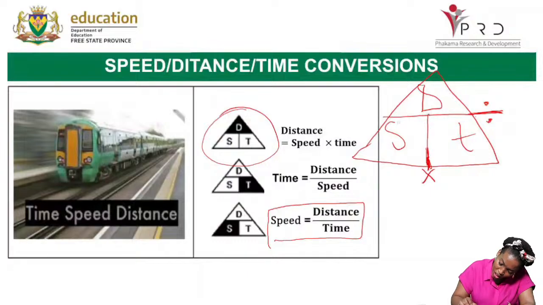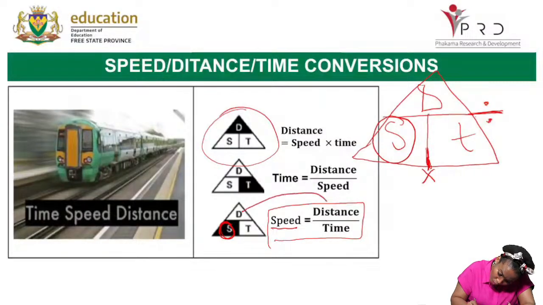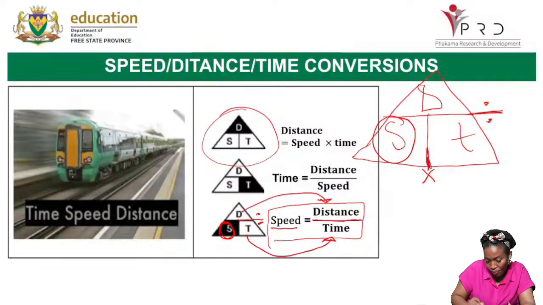Meaning if you are looking for speed, here is the speed, it is highlighted. You will write speed. What is on top of the speed? It is the D for distance. What is at the bottom? It is T for time. And what does this line mean? This line means we must divide. Hence, you see the division line. Meaning when you want speed, speed will be equal to distance over time.